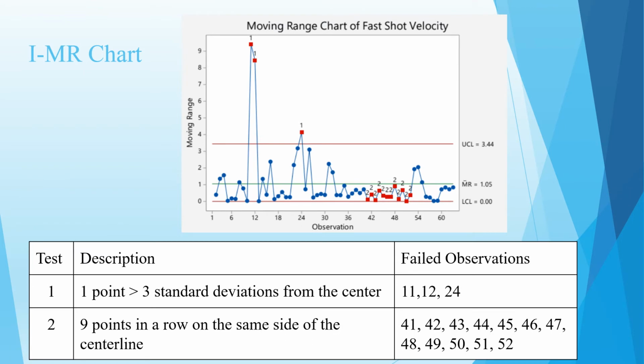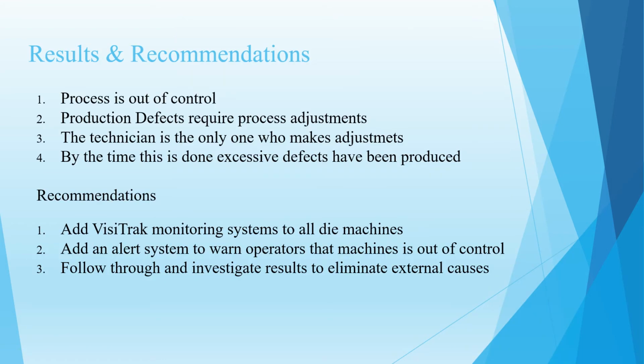The individual moving range chart consists of 2 charts: the individual chart shown in the previous slide and the moving range chart shown in this slide. Each chart comes with its set of rules to determine if the process is in or out of control. We replicated this for every variable that we analyzed. Our analysis has shown that the process is out of control. This leads to production defects which require machine settings to be adjusted.